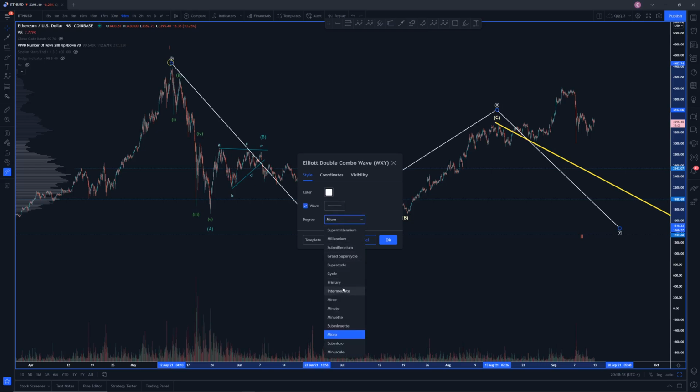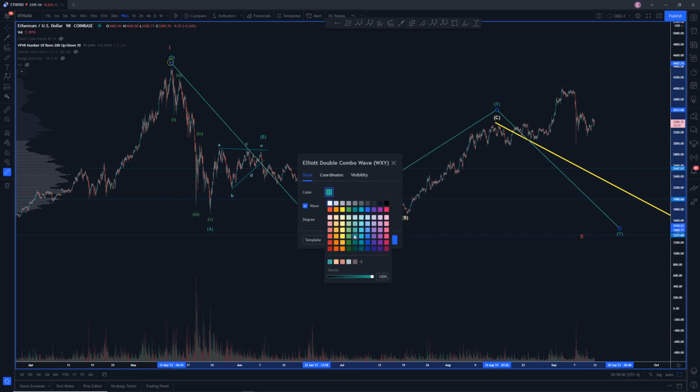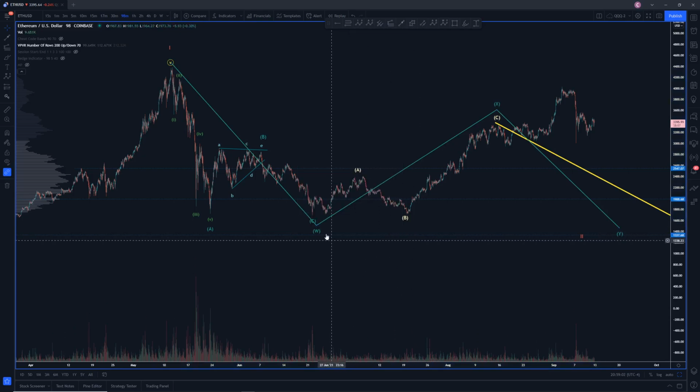I'm going to put the wave on that. I'm going to turn up the degree, and I'll show you a different color here so you can see exactly what I was looking for. So I thought all this was our W, our X here, and our Y here.